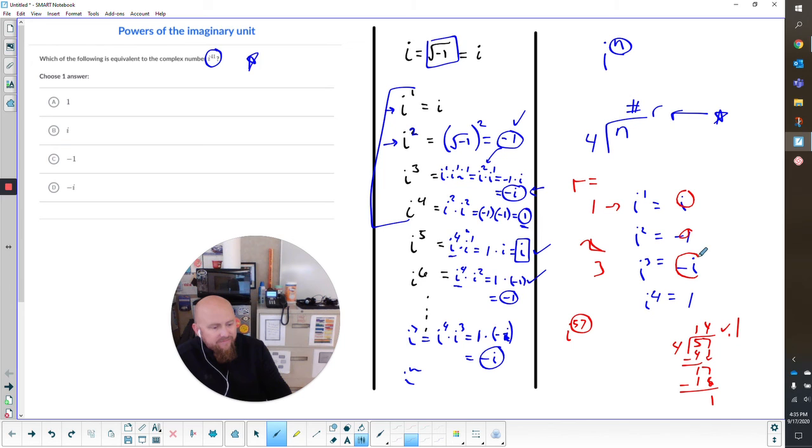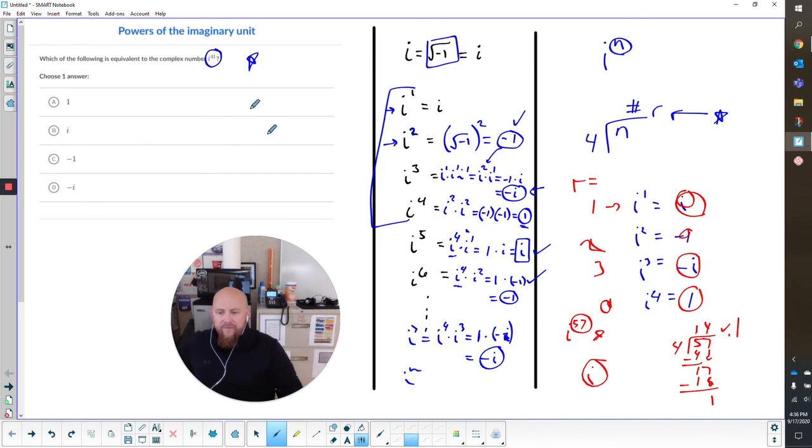And what happens if something's divisible by 4? What remainder do we get if it goes in exactly? Well, when you're dividing by 4 and you get a 0 remainder, that means you landed right on a multiple of 4. So if you get a remainder of 0, that means you have exactly a multiple of I to the 4th, which is going to reduce to precisely 1. So here, in my little canned example of 57, we got a remainder of 1, so the answer there is just I to the 1st, or just I.